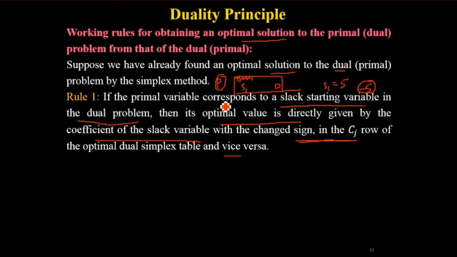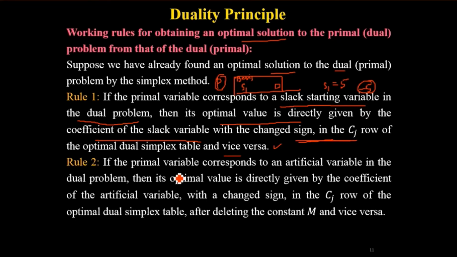So if the primal variable corresponds to a slack starting variable in the dual problem, then its optimal value is directly given by the coefficient of the slack variable with the changed sign. Means 5 is there, so it will be -5 in the Cj row of the optimal dual simplex table, and vice versa. This will be clearer in the next class when we discuss the dual simplex method. This rule will be useful. So first you understand the rule.